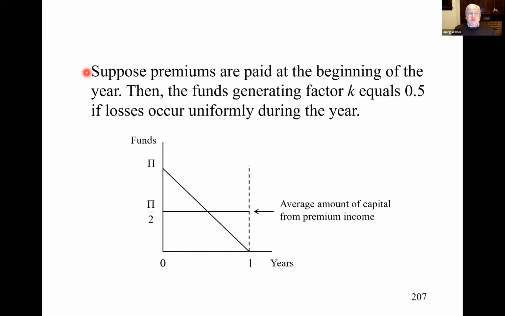Now let's assume that the insurance premiums must be paid at the beginning of the year. Then the funds generating factor equals 1/2 if losses occur uniformly during the year. So here at the beginning of the year, the insurance buyers pay the premium income. And then let's assume the payments of the insurance company to the insurance buyers for their losses, when they have an accident or the house burns down, are uniform during the year.